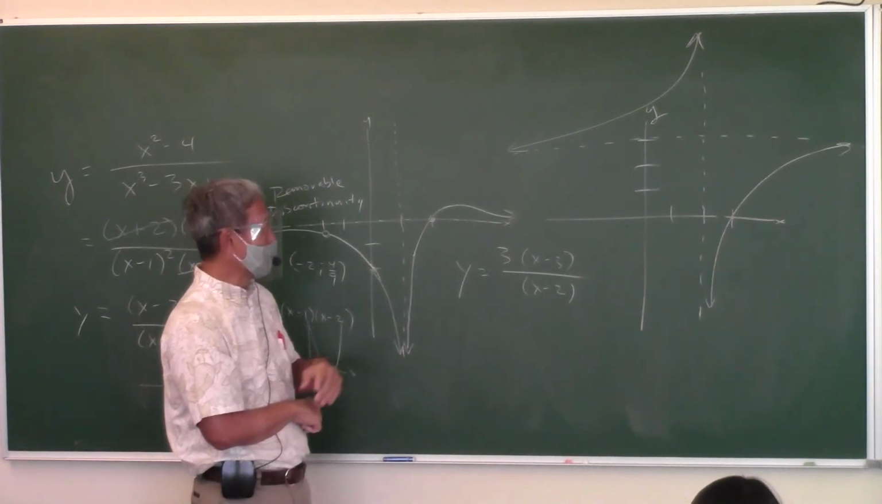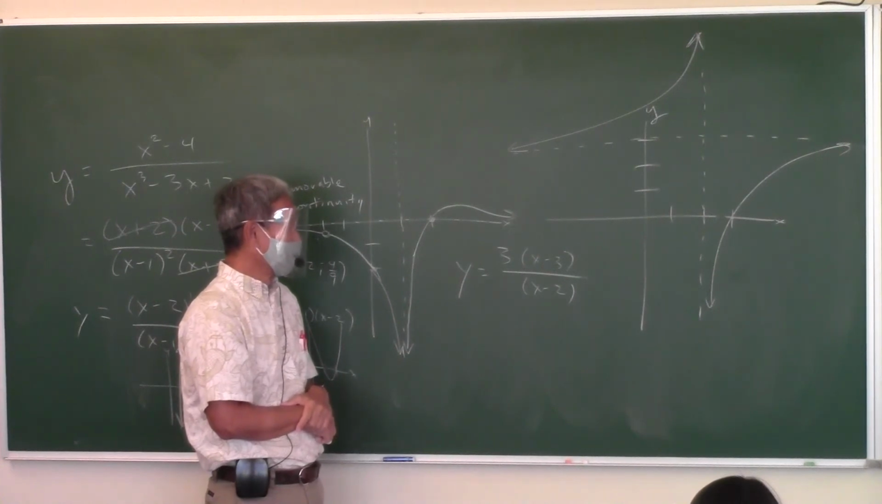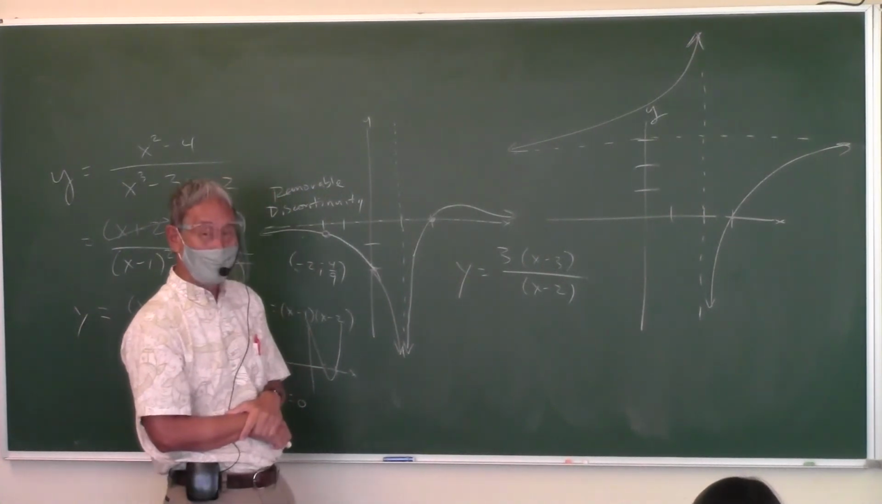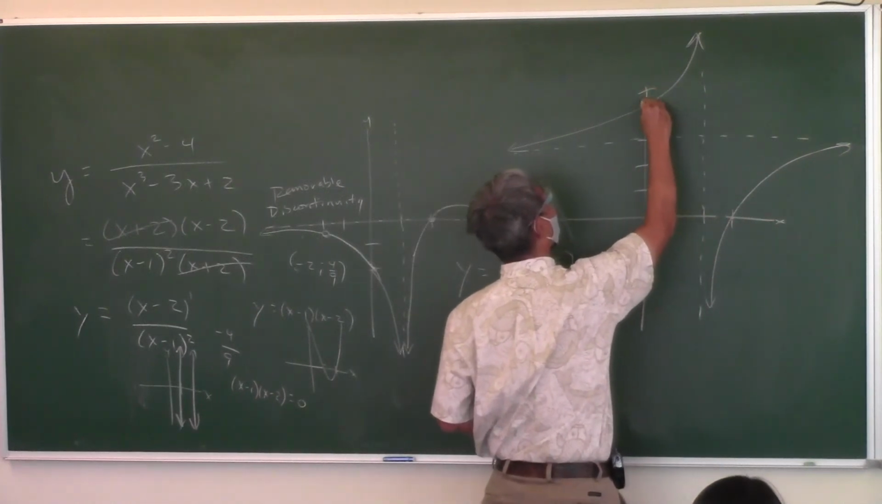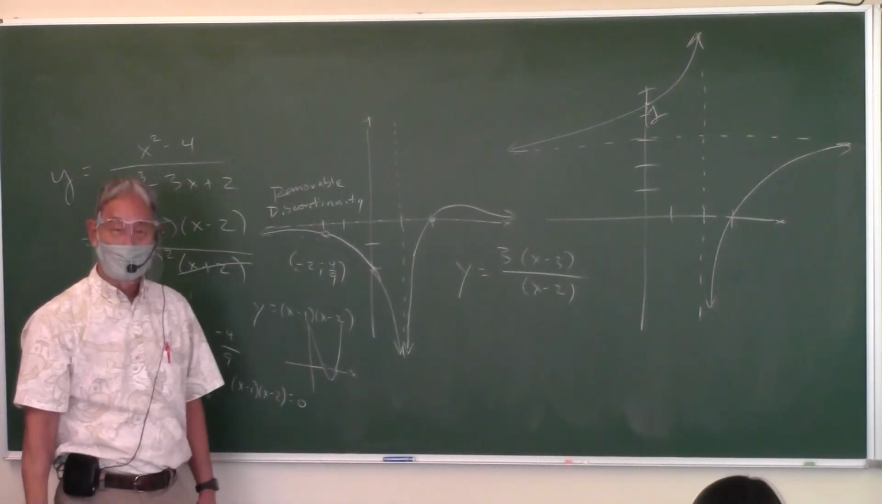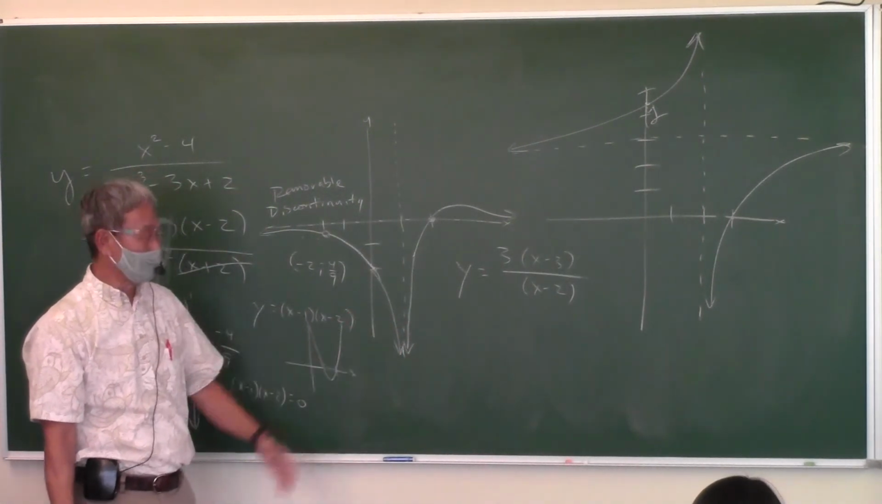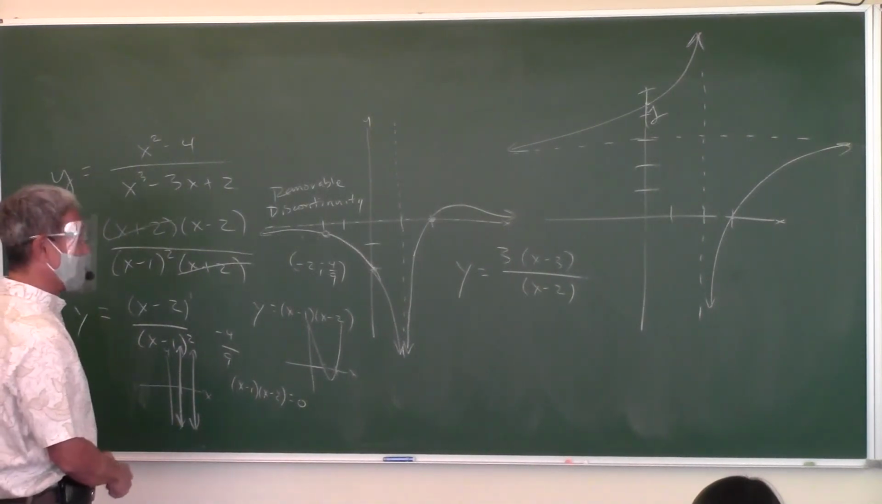Well, what would the y-intercept be? 9 halves, 4.5. So 3, 4. Right, that's pretty close. It came out pretty close. 4.5. So yeah, that's what it would be. Of course, it's not going to be this simple though. All right, so I think we can graph.